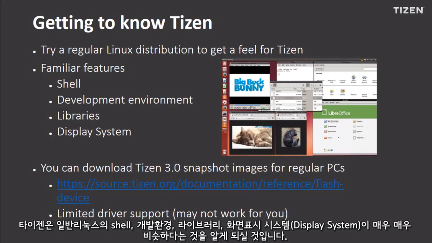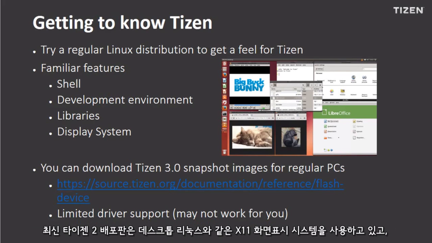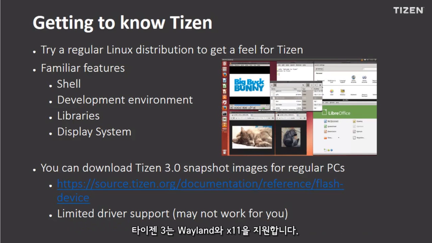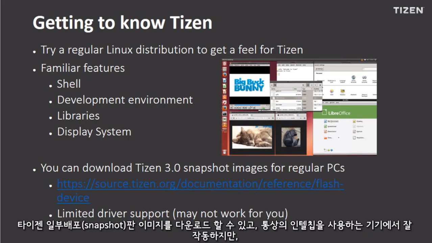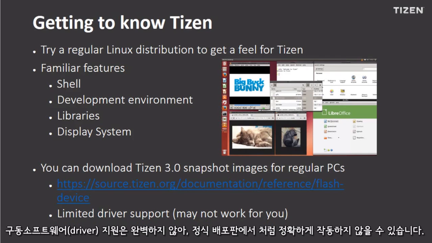Between the regular Linux distributions and Tizen, you will find the shell, your development environment, most of the libraries and your display system to be very, very similar. Current Tizen 2 releases actually use the same display system, X11, that your regular desktop Linux distribution would. And Tizen 3 now supports both Wayland and X11. You can in fact download existing snapshot images for Tizen 3 that may boot on a regular Intel x86 device, but beware that the driver support will not be as complete as a regular distribution. So it may or may not work for you.